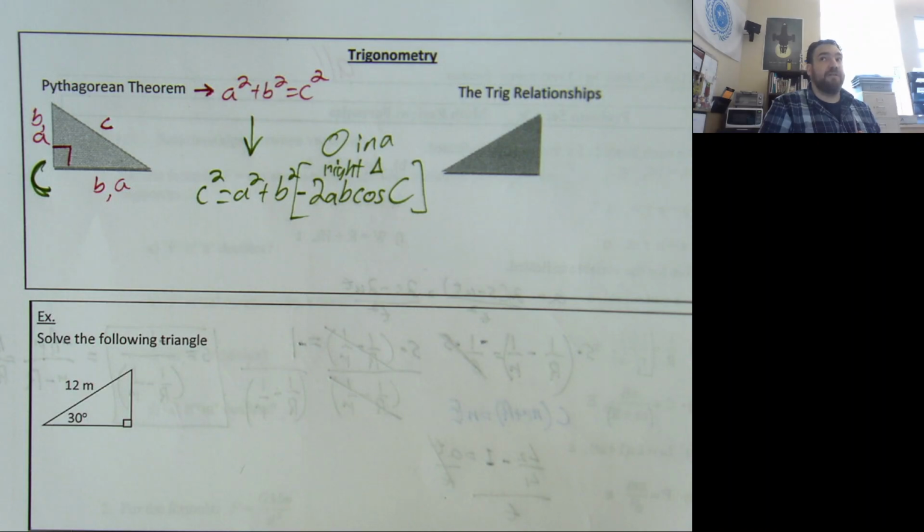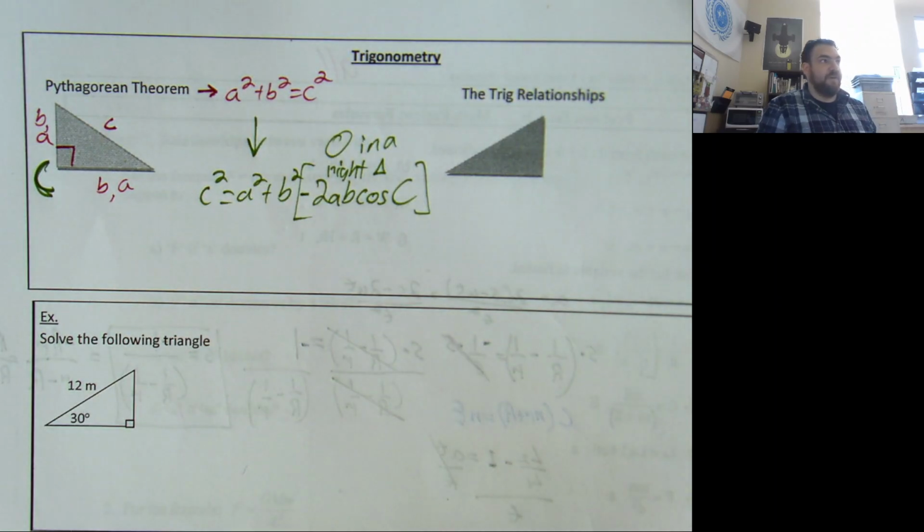It's cosine law. It's a great little tool. But you will definitely want this handy for Physics 12 whenever you should take that course.